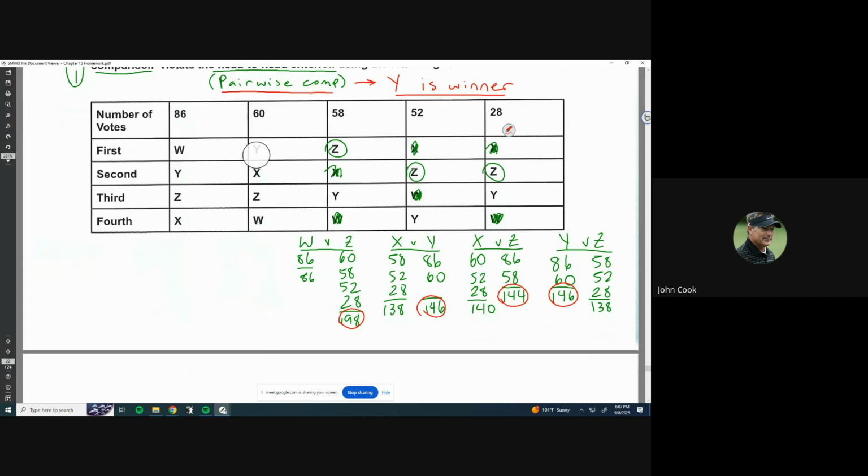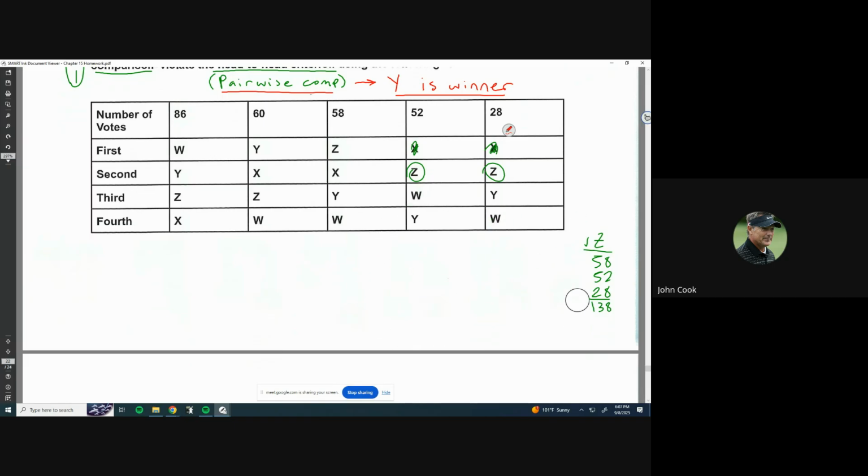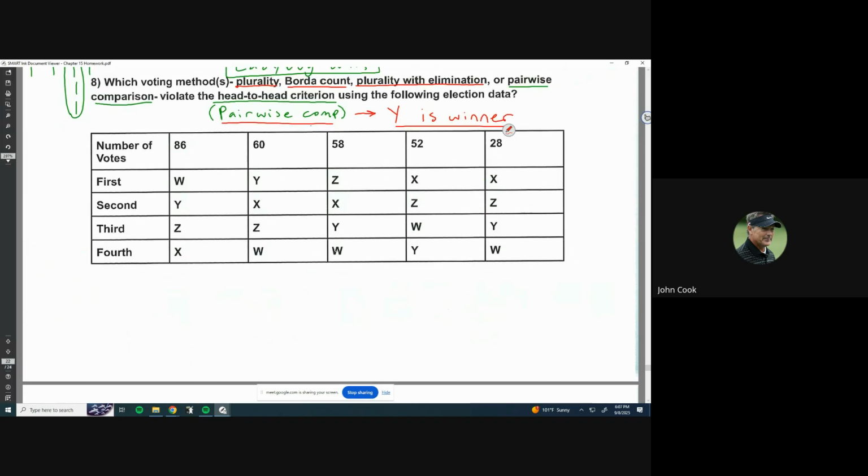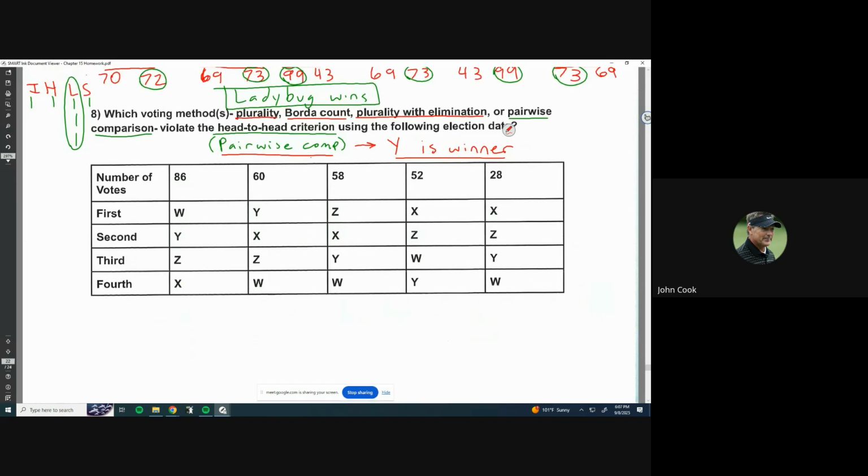We got the tough one out of the way. The pairwise competition takes a long time if you've got 4 options. If you've got 3, it's a lot faster. But we just happen to have some bad luck there. So now let's do the next one, plurality. Plurality is going to be really quick.